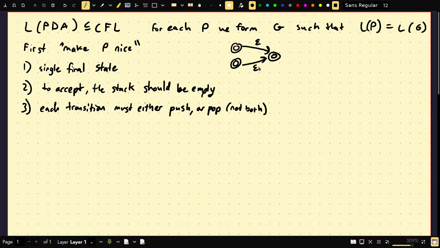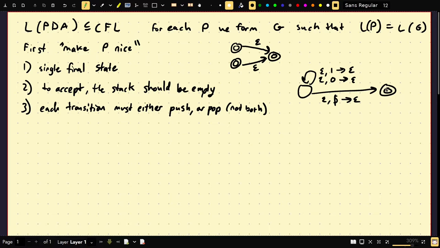To accept, the stack should be empty. Basically, if we could accept where the stack is not empty, we just pad it out. So we dump the stack and then we accept, right? If this was previously an accept state, we dump the stack. So we say read nothing, pop a one and push nothing, or read nothing, pop zero and push nothing. And then finally, when the stack is empty, we say epsilon, we read the canary. Then we accept. So that's how we would do that addition.